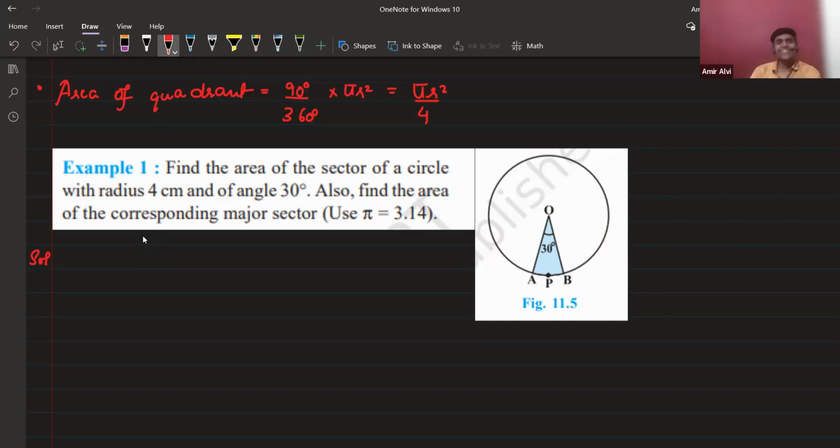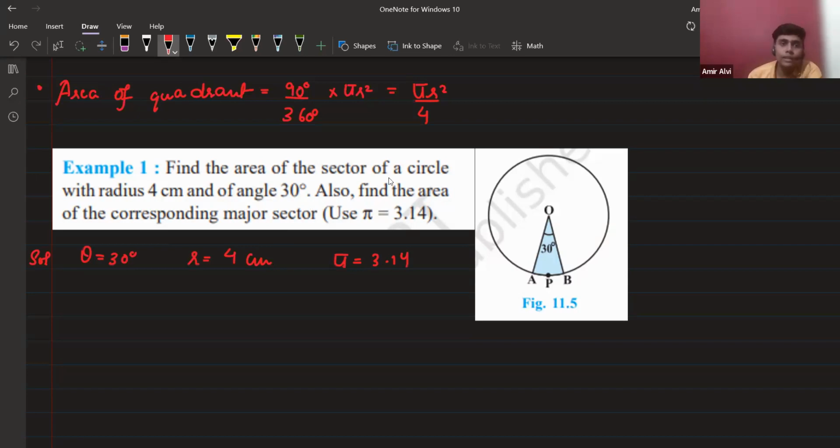Okay, everybody, let's look at the question here. We have to find the area of the sector of a circle with radius 4. Write the values first. Theta is 30 degree, and the radius of this circle is 4 centimeter. Clear, everybody? And the value of pi is given as 3.14. Now we have to find the area.